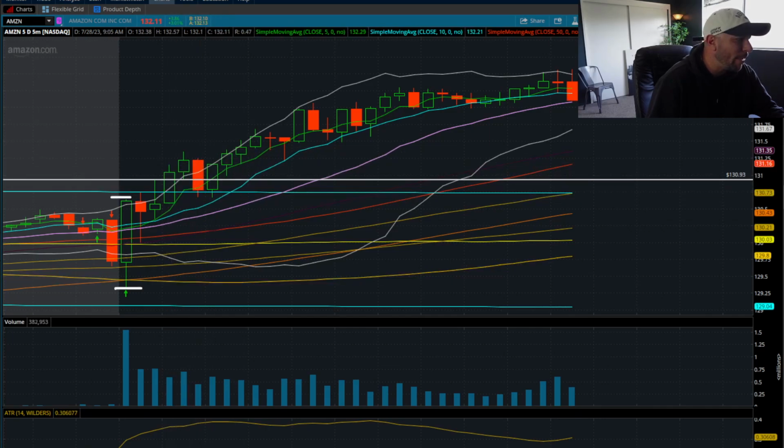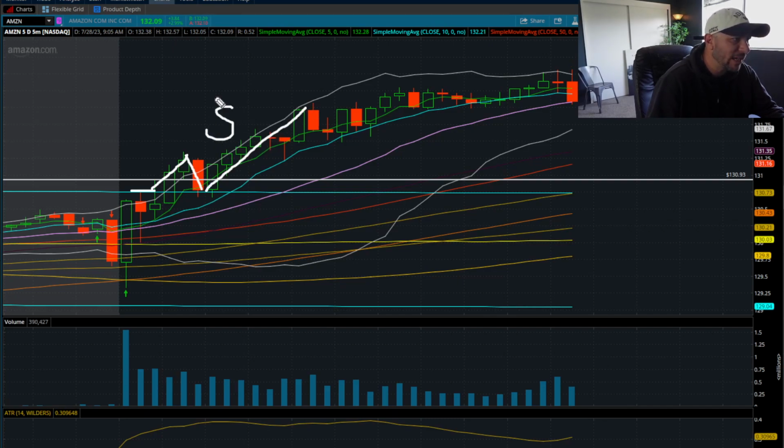But we pull back, and I want to draw this out for you, okay? So look at the breakout. Here's the linear regression. Look at the breakout. Look at the back test. This is a perfect break, retest, boom.